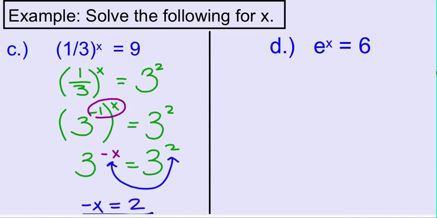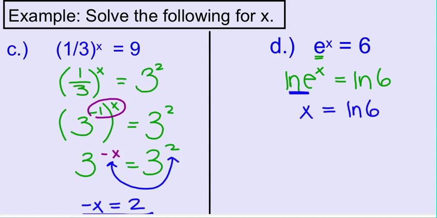Come back up to this example. Question D. We can use the inverse property. This is a base e. The inverse of an exponential base e is a natural log. So if I take the natural log of both sides, these two pieces are inverses of each other. So it drops out, and you're just left with x equals the natural log of 6. Then you can use your calculator to enter that in.